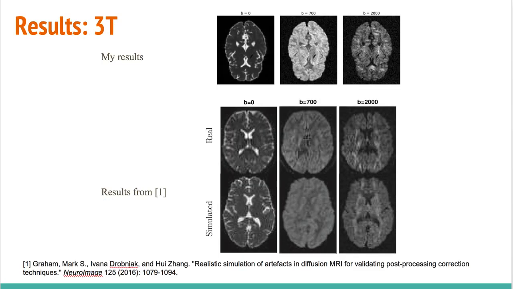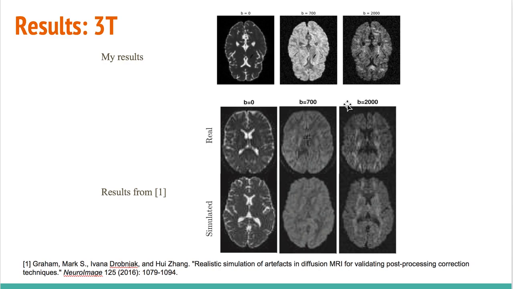So the first row is one of my simulation results, and the second row is a series of diffusion images, and the third row is a simulation from this paper. From the first column, when b is 0, it is essentially a T2-weighted image, and we can see this method does capture some characteristics of T2 images. For example, white matter is dark, CSF is bright, and with larger b value, which means stronger diffusion gradients, it does capture stronger attenuation in signals. So this method works to some extent.